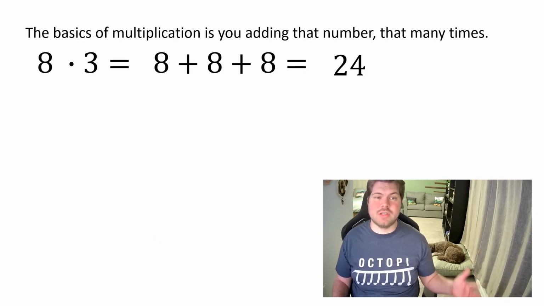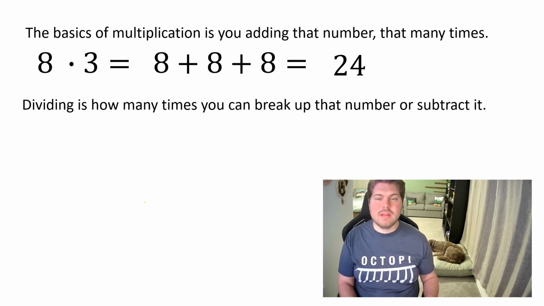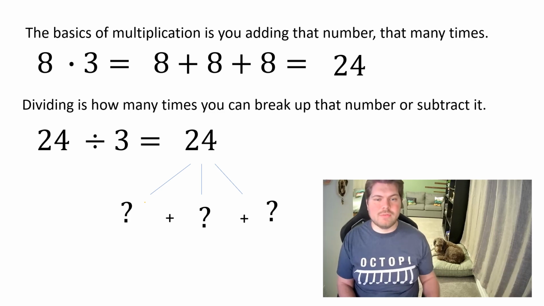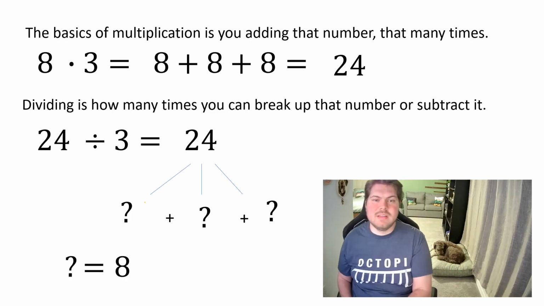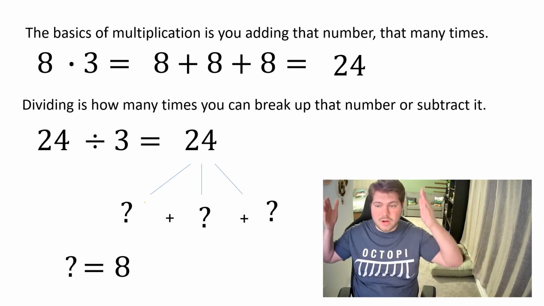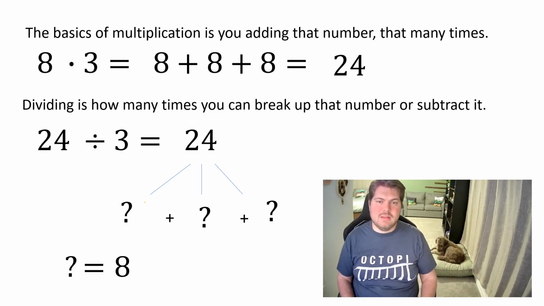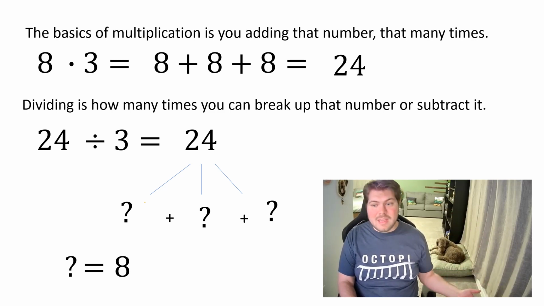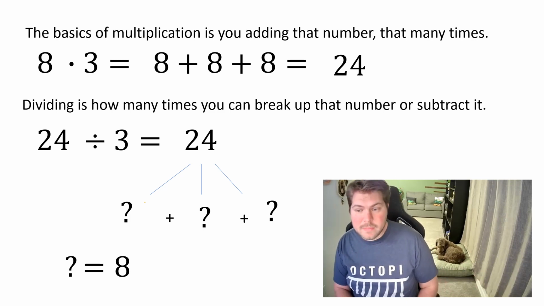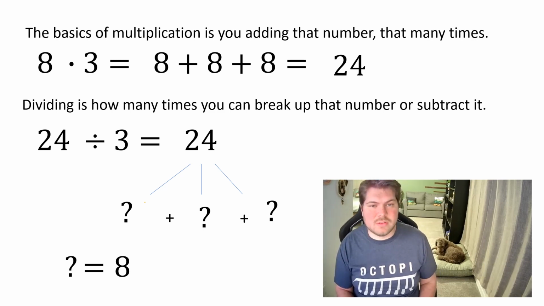So multiplication is adding that number that many times. Division's a little similar, but it's how many times you can break up that number. Using the same example, we want to divide 24 into 3 bits. If we divide it into 3 equal bits, that would be 8, just like we saw with the multiplication. 3 times 8 is 24, or 24 broken up into 3 parts is 8. Similarly, 24 divided by 8 would be 3, because if you broke it into 8 equal parts, it would be 3. So that's how division in general works.